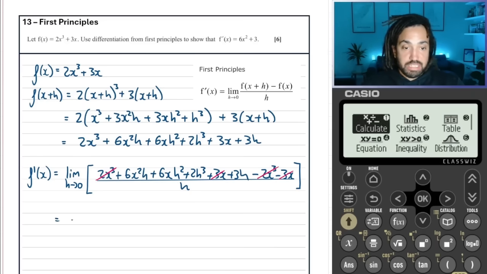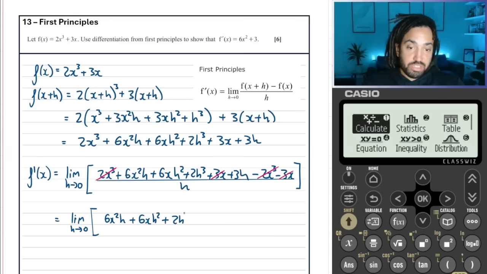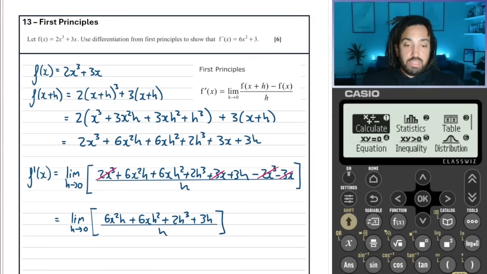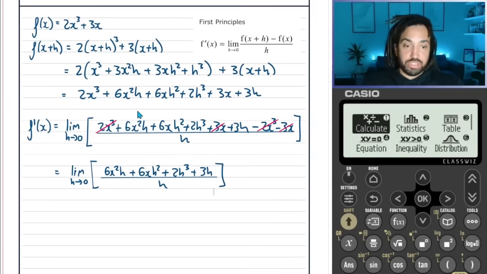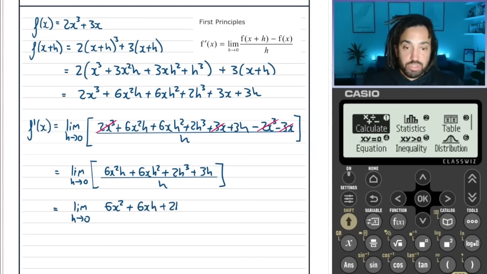Great. So we can say then that's equal to the limit as h tends to 0 of the terms that are left, which are 6x squared h plus 6x h squared plus 2h cubed plus 3h, all divided by h. And then we can cancel out that h. So we get the limit as h tends to 0 of 6x squared plus 6xh plus 2h squared plus 3.